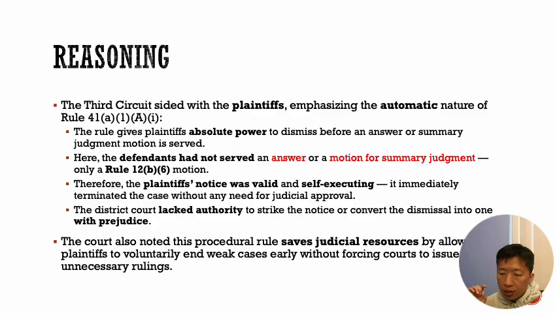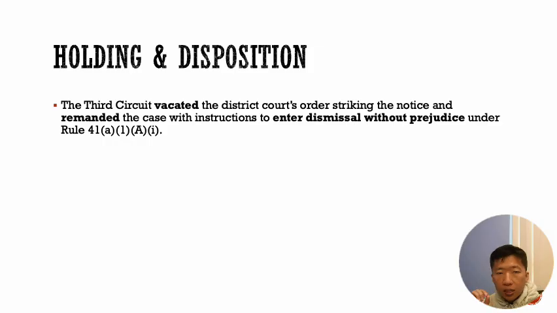And the Third Circuit believes that the district court does not have the authority to strike the notice. The court also noted this procedural rule saves judicial resources by allowing plaintiffs to voluntarily end weak cases early without forcing courts to issue unnecessary rulings. The holding: eventually the Third Circuit vacated the district court's order striking the notice and remanded the case with instructions to enter dismissal without prejudice under Rule 41(a)(1)(A)(i).